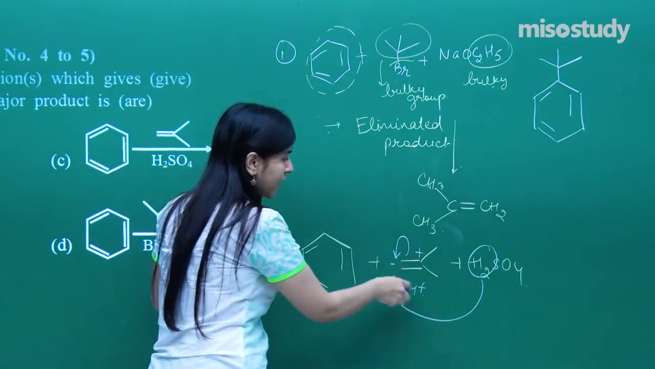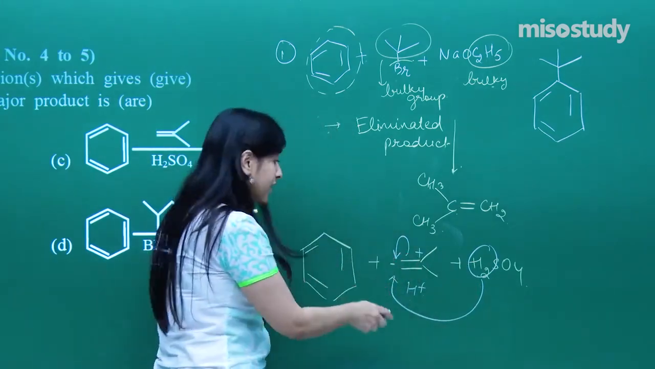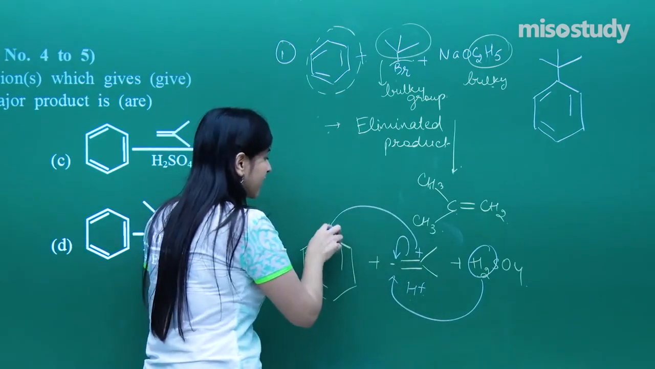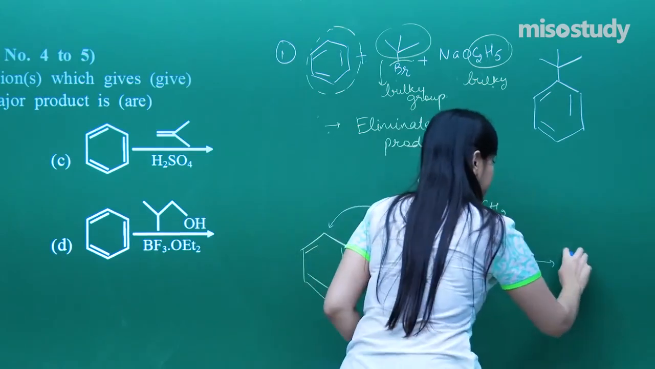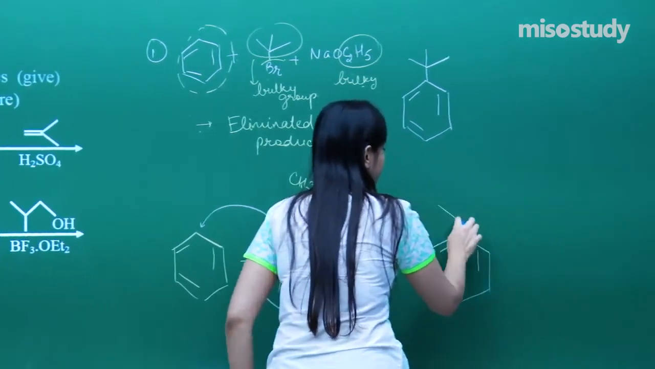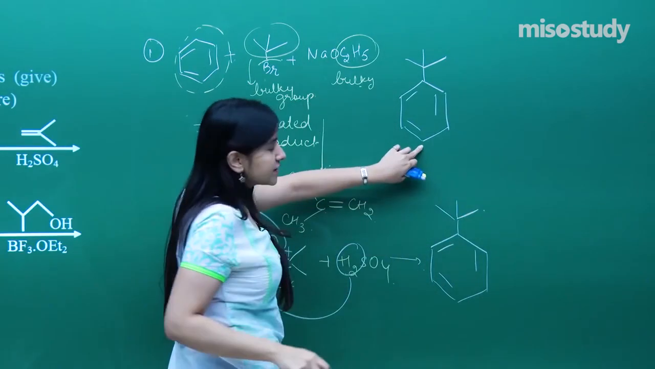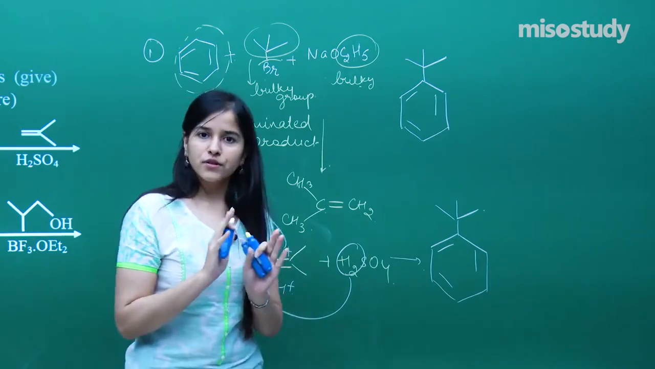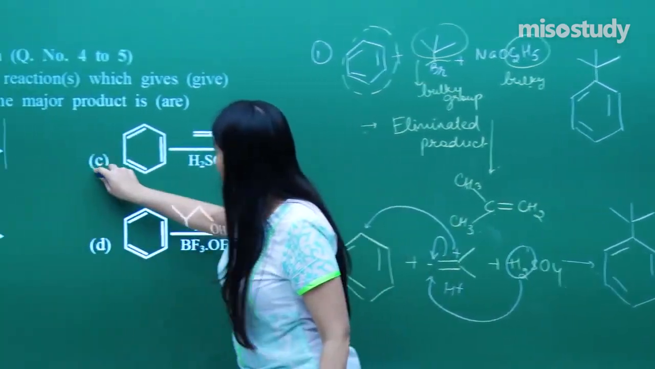Now what will happen? I have got a carbocation that is tertiary. It is now going to attack the benzene ring. So now what will happen? We get tertiary butyl benzene as the final product. That is what we need here. So I hope you all have got the mechanism. It's completely very simple. So we are through with this.